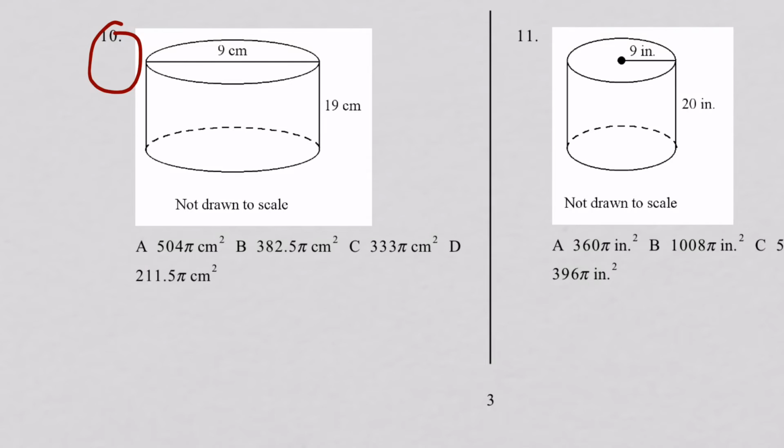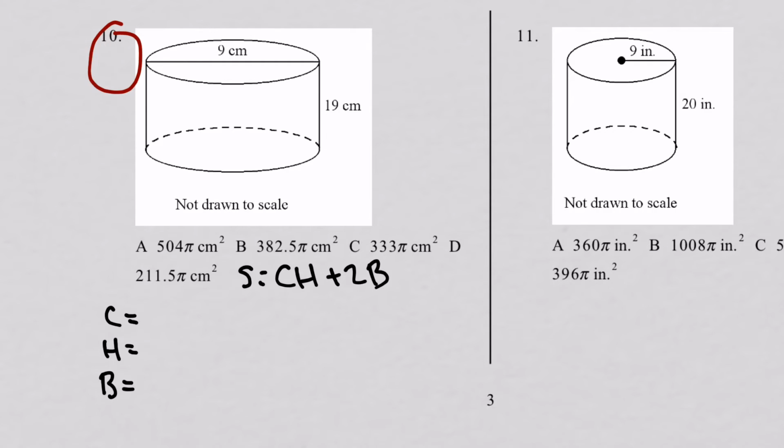Okay, let's move on to number 10. I have a cylinder where they gave me the diameter and they gave me the height. Okay, it should be simple enough. All you got to do is remember the formula. So surface area of a cylinder is going to be S equals CH plus 2B. Okay, so in order to figure this out, I need to know what C is, what H is, and what B is. C is circumference, H is height of the cylinder, B is area of the base.